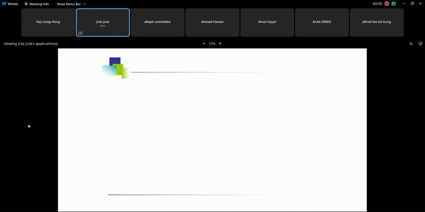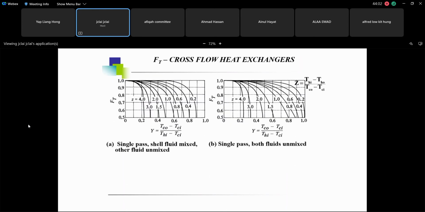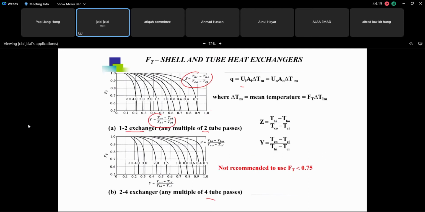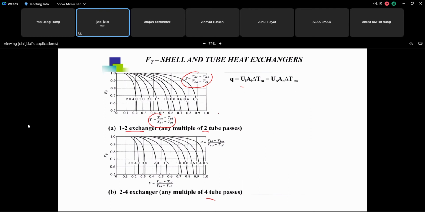This is for cross flow heat exchanger. Still remember what is cross flow? Cross flow means the flows are 90 degrees to one another, right? And what else? So don't get confused.